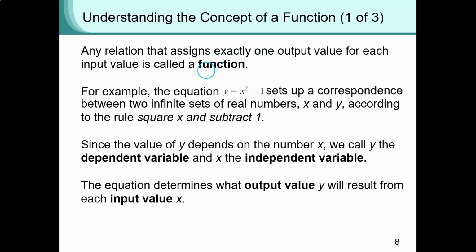Now, function. What is a function? Any relation that assigns exactly one output value for each input value is called a function. So in other words, for each input, there is a particular output. So each input has a particular output. We call this a function.